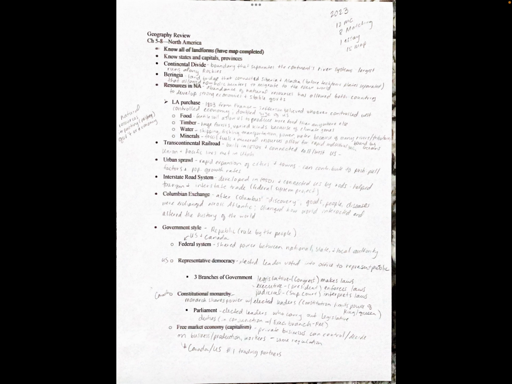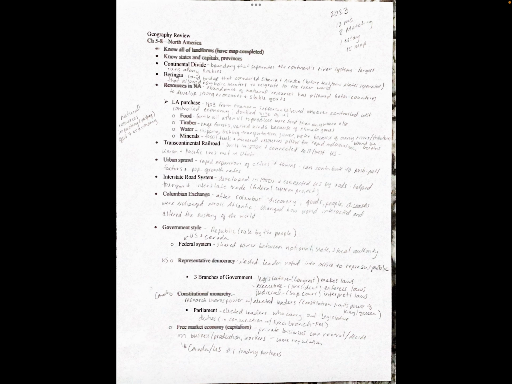So let's talk about the government style in North America. Both the United States and Canada, we have a republic. That's a rule by the people. If you take off the re, you have public. Well, who's the public? It's the people, right? So we have a republic government in both the United States and Canada, and both countries have a federal system.